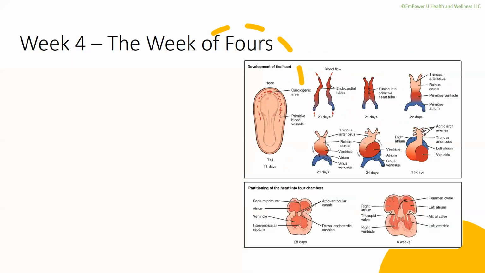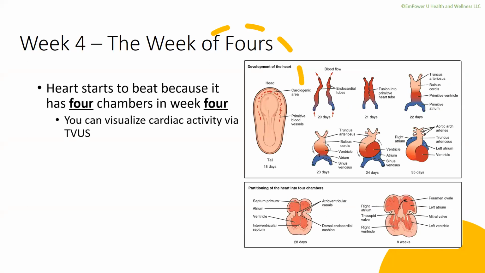Okay, week 4, the week of 4s. So we're going to get the heart beating because it has 4 chambers in week 4. You can actually now see heart activity via ultrasound, and upper and lower limb buds will form 4 limbs. So the week of 4, you get 4 limbs and 4 chambers of the heart. So you get a beating heart in week 4.